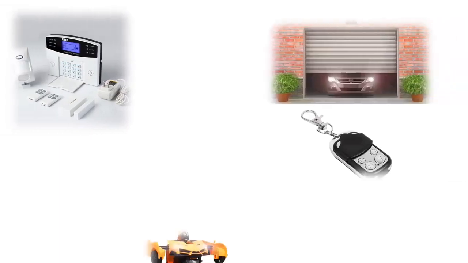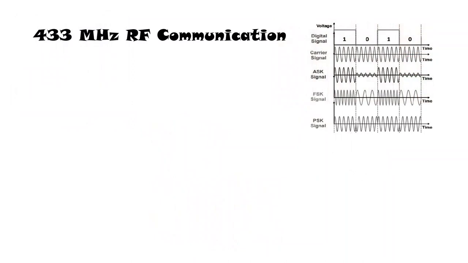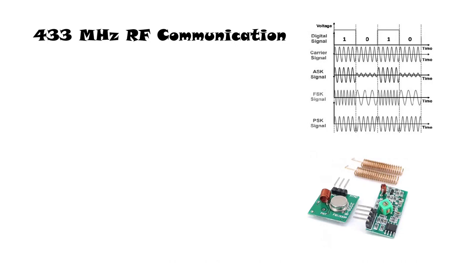Greetings, curious minds. What do all of these things have in common? If you guessed 433 MHz radio frequency communication, then you guessed right. And this is what this video is all about. In particular, it's about these cheap and easy to interface with transmitter-receiver devices.